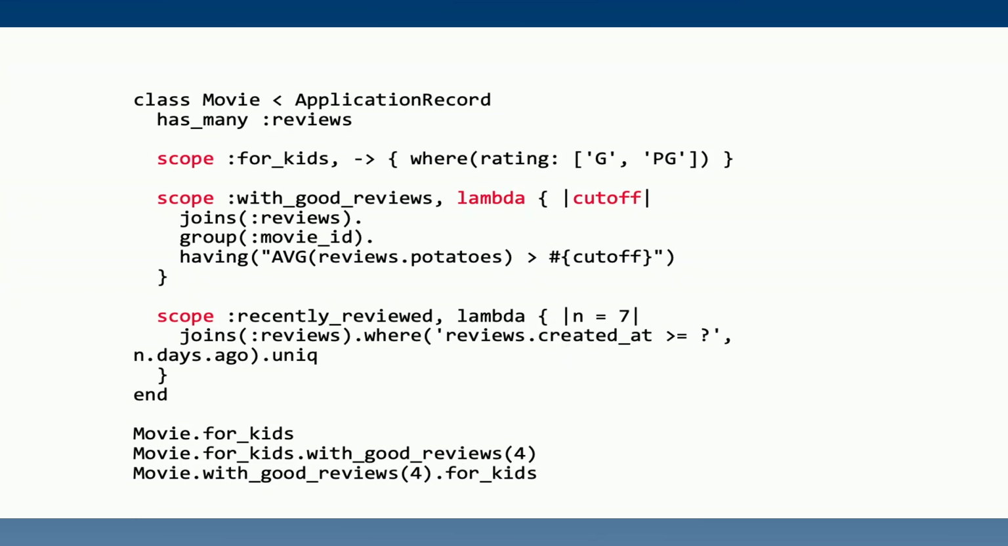This one is kind of fun. If I say n equals 7 here, I have a default argument, which allows me to optionally specify a number of days. So those are Active Record scopes.